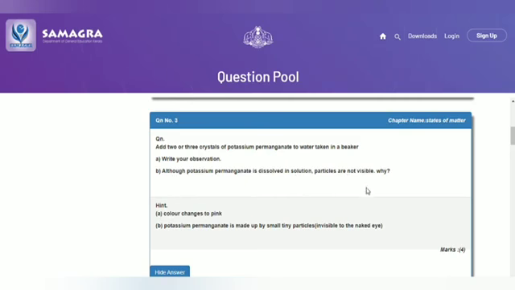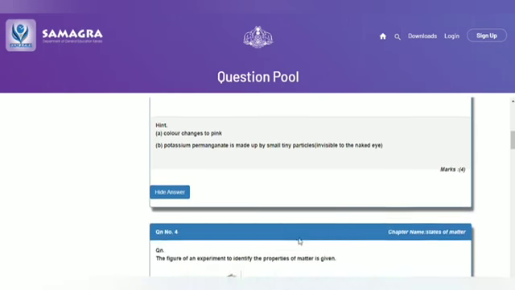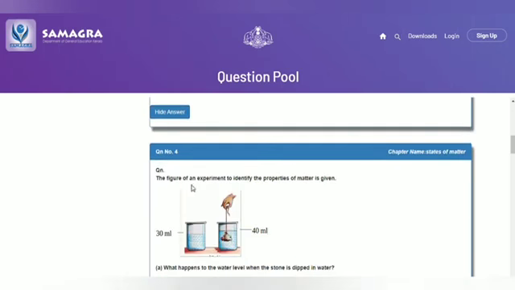Particles are not visible. Why? Although potassium permanganate dissolved in water, particles are not visible because potassium permanganate is made up of small tiny particles. Fourth question. The figure of an experiment to identify the property of matter is given.